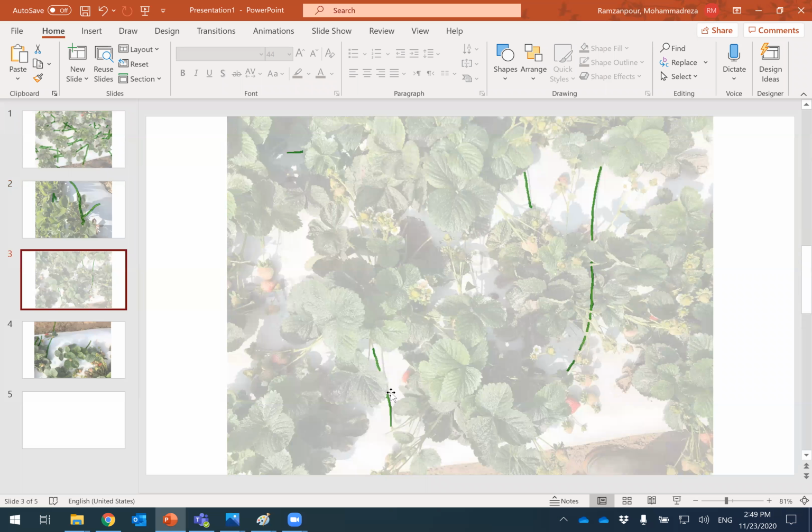So the key point to a good labeling job is to zoom in enough to be able to capture the profile of the runner.